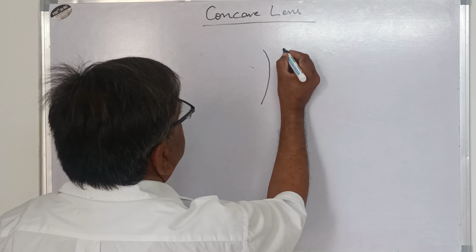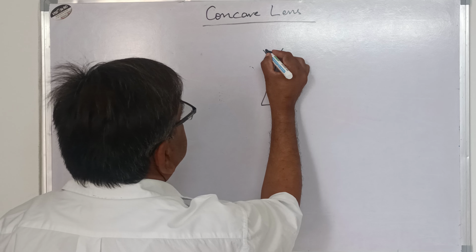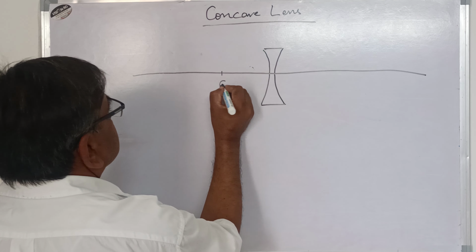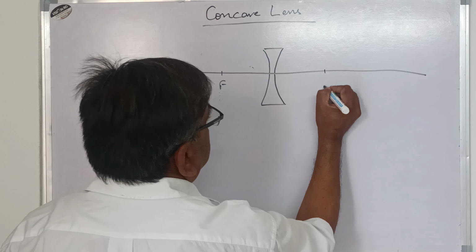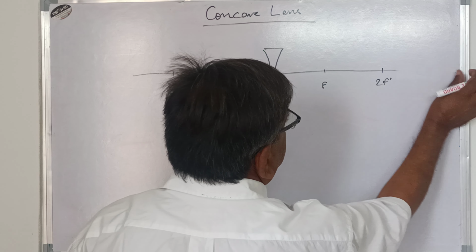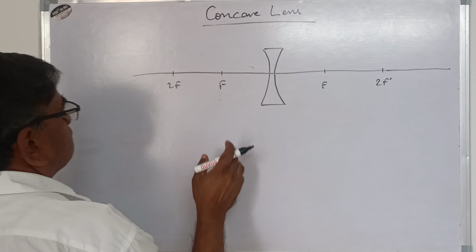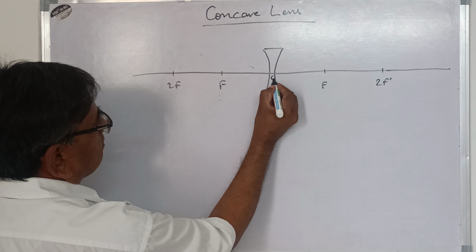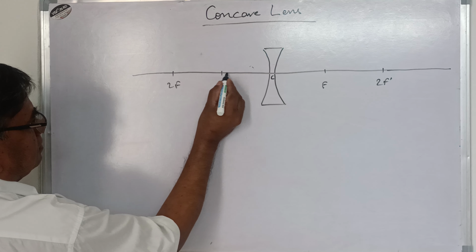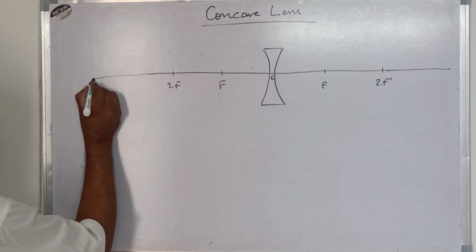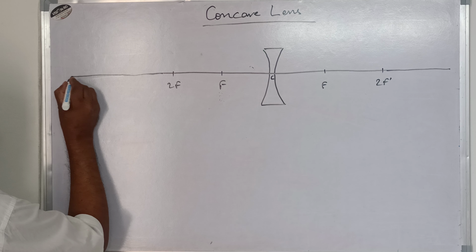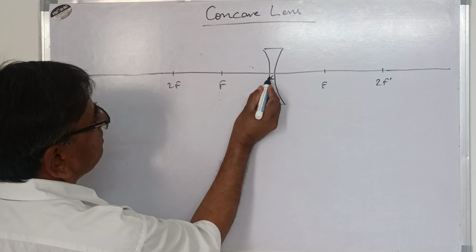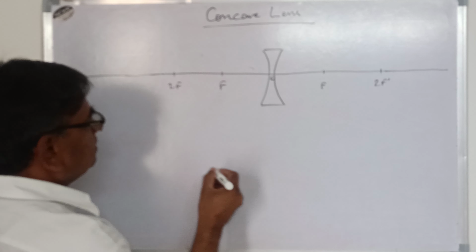This will be a concave lens, because in this case this is the principal axis, this is f, this is 2f, f 2f dash point. So if you put the object starting from here anywhere in this direction, the image will be formed within the f, between C and f, and image will be number 1.